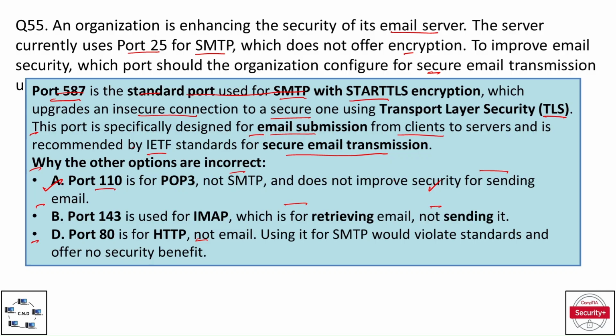Option A, port 110 is for POP3, not SMTP, and does not improve security for sending email. Option B, port 143 is used for IMAP, which is for retrieving email, not sending it. And option D, port 80 is for HTTP, not email. Using it for SMTP would violate standards and offer no security benefit.